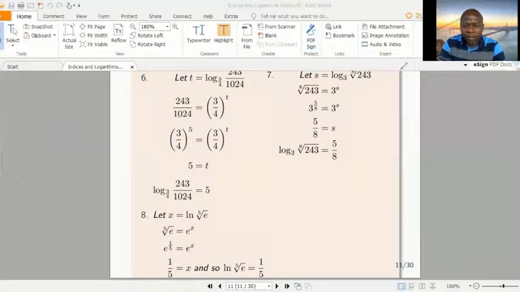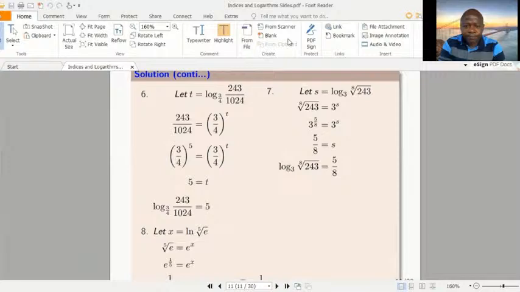Okay, number 7. Let's just go back to it. I've done number 8 before number 7, so let's just do number 7 now. Number 7, we are required to get the logarithm of the 8th root of 243 and the base is 3.